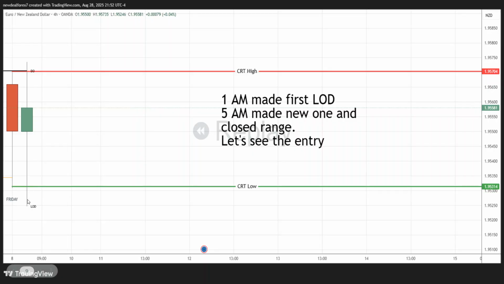See how price pokes below the low. It makes a new low of day. This is the mark levels indicator. LOD stands for low of day. It makes a new low. Once price closes back inside the range, our entry is right here.